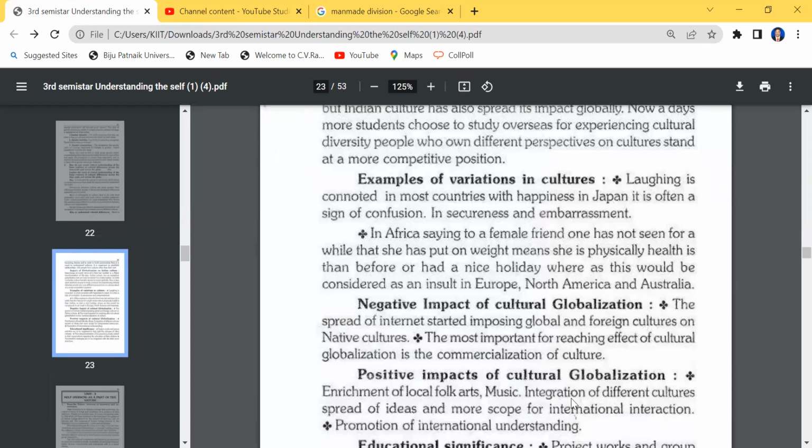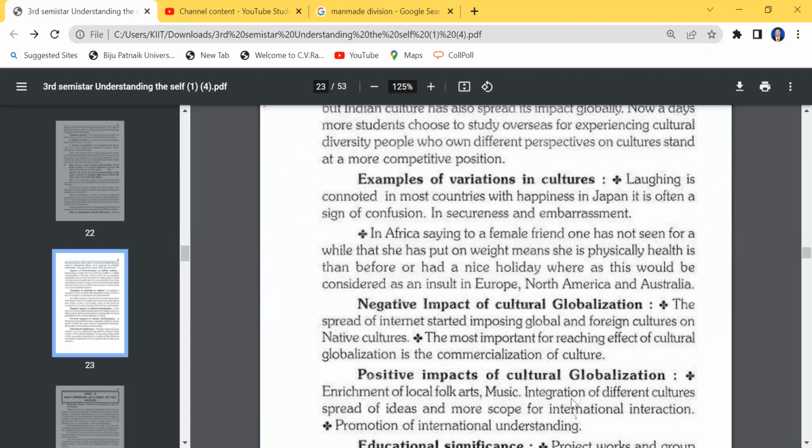Examples of variations of cultures: laughing is connected in most countries with happiness, but in Japan it is often used to shield confusion. In Africa, saying to a female friend one has not seen for a while that she has put on weight means she is physically healthy and is taken nicely. Negative impact of cultural globalization.